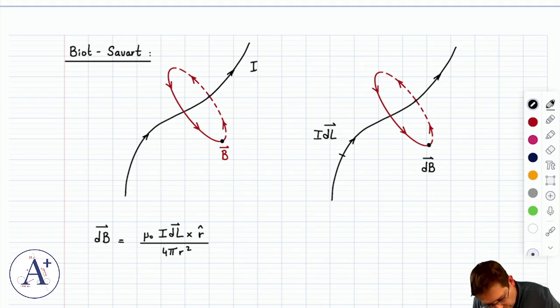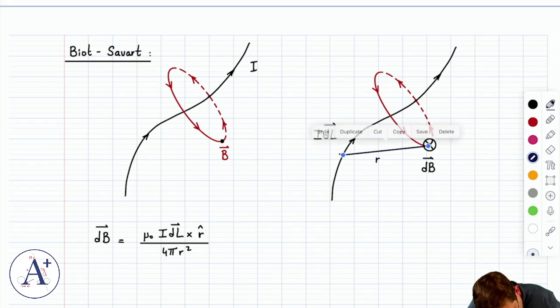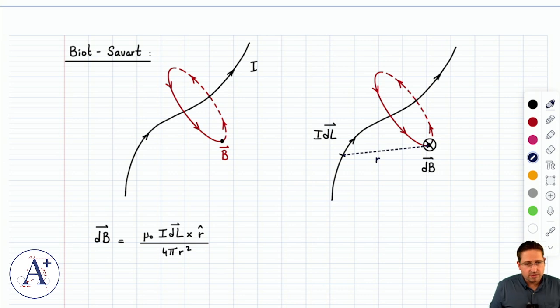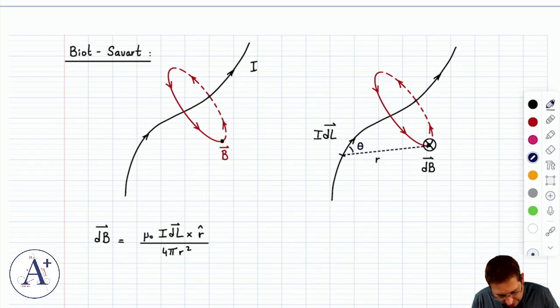So if this is the point of interest where I want to find dB, first of all, I know that its direction is going to be into the page. But what is little r? Little r is the distance between the base of I dl and the point where I want to find dB. So this is little r. I'll make it a dotted line just so that we're not confused. That's the distance that I want, and it defines an angle theta between dl and the dotted line.